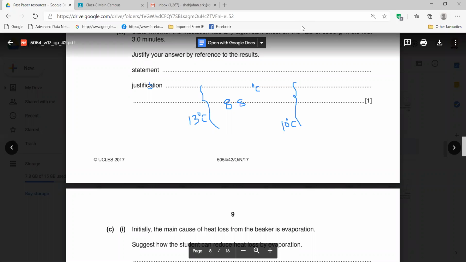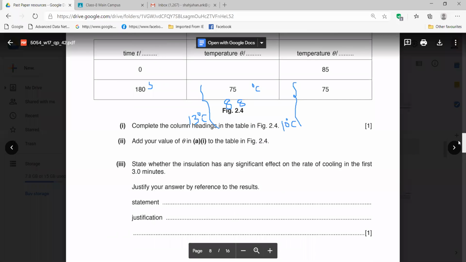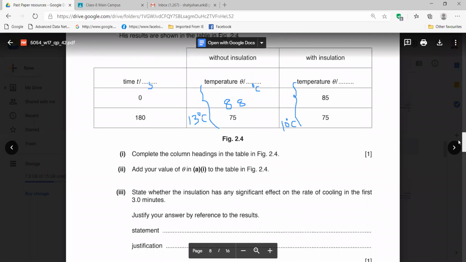Can you write this? Can you write, or should I explain it again? Sir, you should write. Okay, don't worry. I'm keeping it here only. No problem. So I'm writing here.